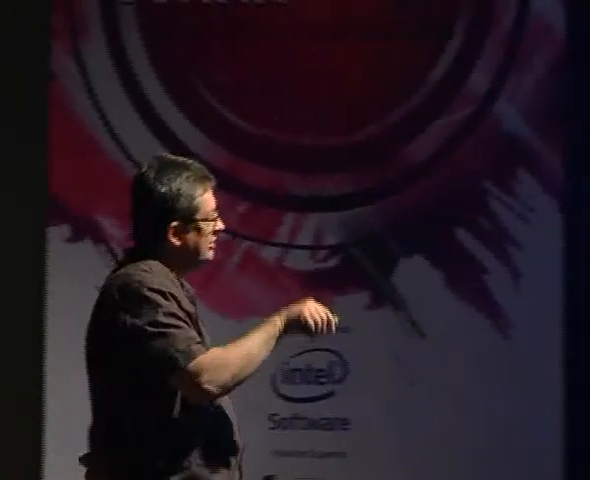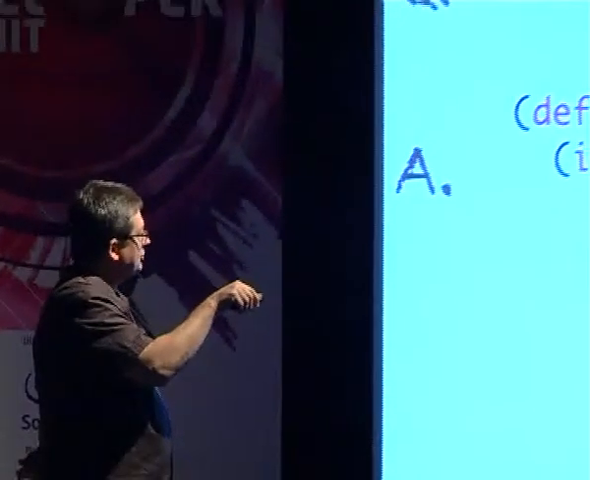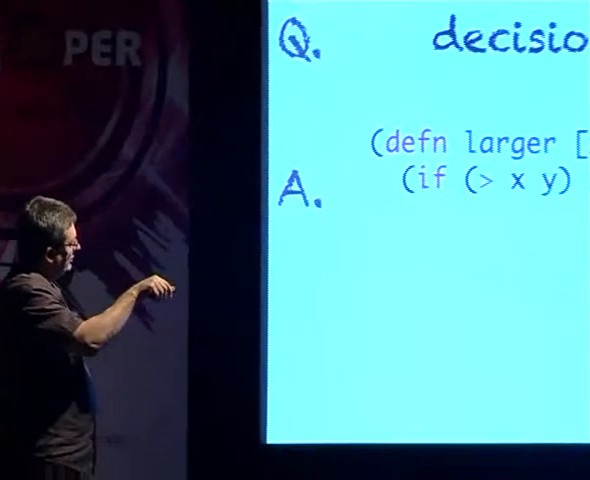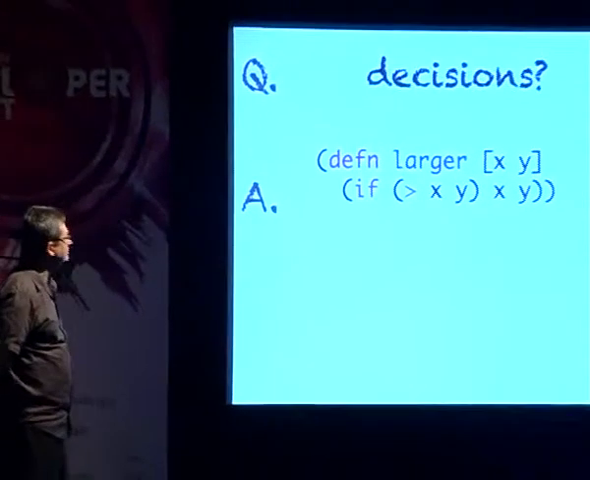So let's talk about decisions. Here's a function that decides which of the two is larger than the other one. The if statement here takes a condition that returns true or false. If it's true, it returns the first value. If it's false, it returns the second one.